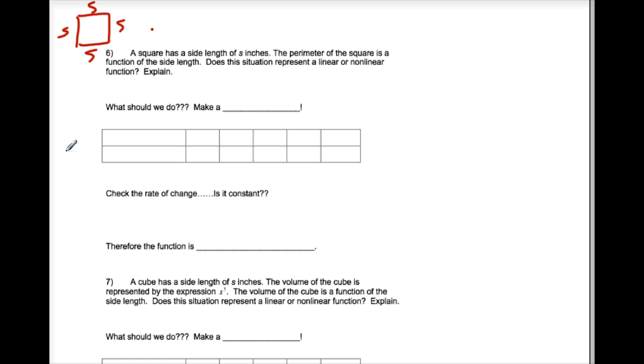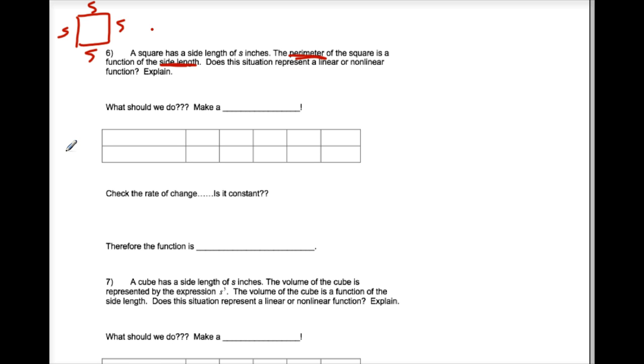A square has a side length of s inches. The perimeter of the square is a function of its side length. So the perimeter is a function of the side length. How do we find the perimeter of a square? What do we do to find the perimeter of it?